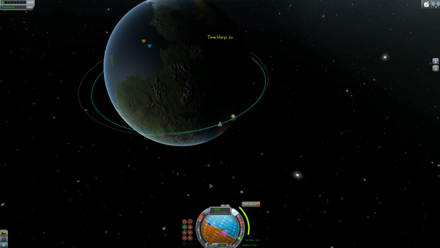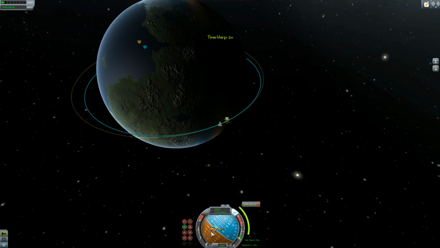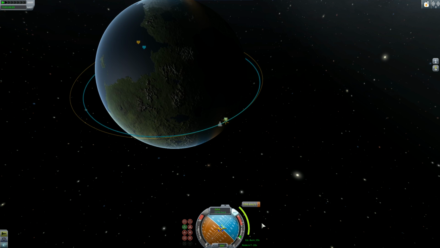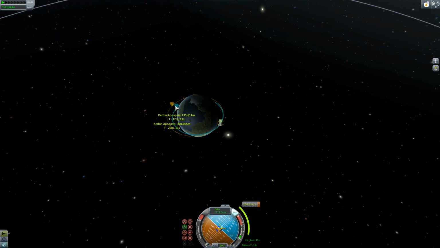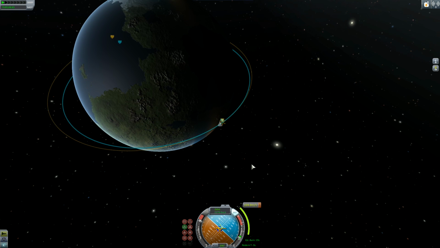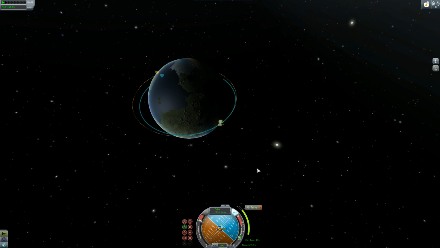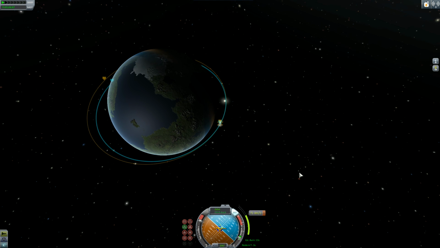So, we're going to do our burn here. We're going to point prograde. And you can see we have, on the navball, this blue marker. This blue marker is our maneuver node marker. It points in the direction that we have to burn to do the maneuver node. So let's just get ready. And burn. So the estimate was it would take just less than 20 seconds. It looks like it's good so far.